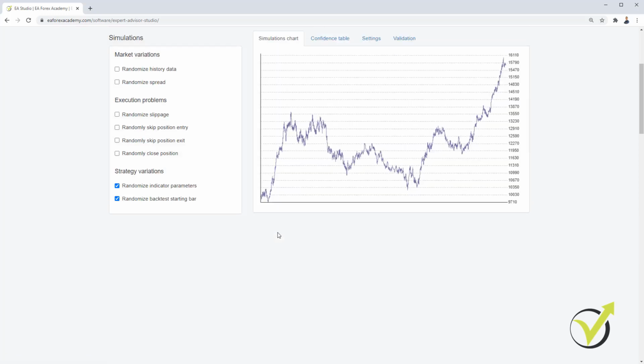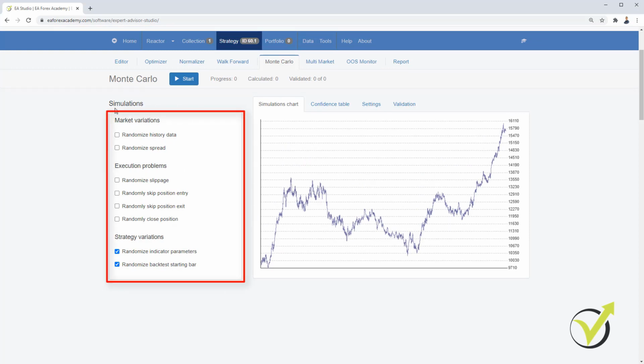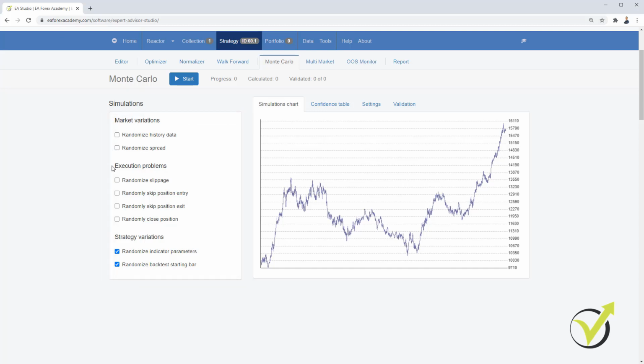If I click on Monte Carlo, you will see that I have the option for different simulations that are separated in market variations, execution problems, and strategy variations. So how I usually use it is with the last two, randomized indicator parameters and randomized backtest starting bar. And what that means is that the Monte Carlo will perform a variety of simulations with different or randomized indicator parameters, and it will simulate backtest from different starting bar back in time.